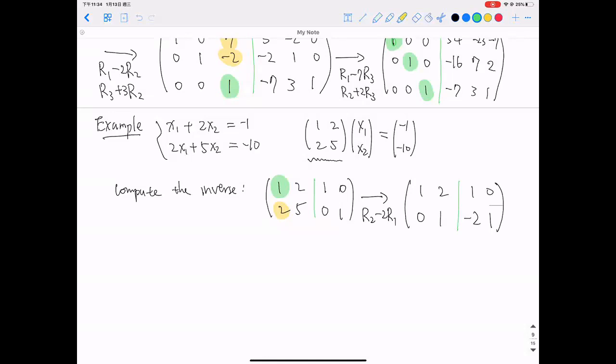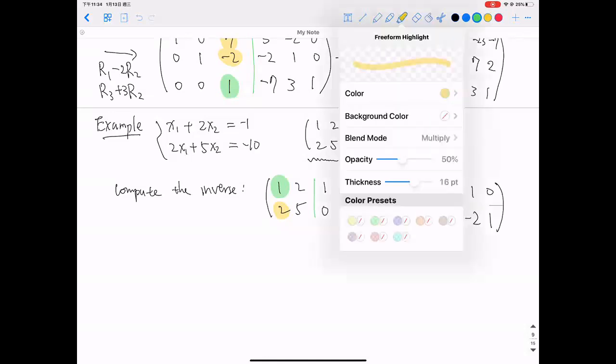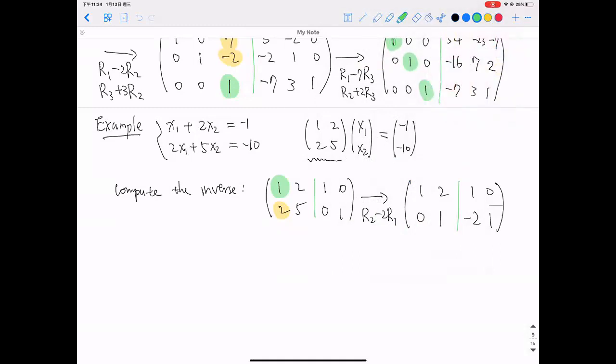Okay, now the first row is completed. The second row has the leading one here. So the 2 above it must go. We can do that by performing R1 minus 2R2. That will be, keep R2: 0, 1, minus 2, 1.